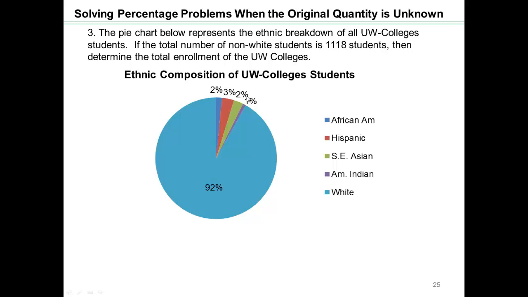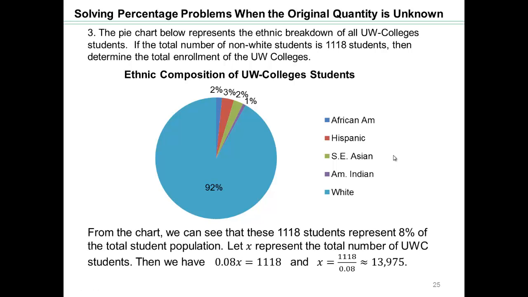How do we figure out what the total number of students is? We know that this is 5 plus 3, 8. So 8% of the students are 1,118. So from that, we can figure out what the total number of students is. So we'll say X is the total number of students since we do not know that number. And then 8% of that X is 1,118. So divide both sides by 0.08, and there's your approximate number of students. So there's approximately 13,975 students in the University of Wisconsin colleges.